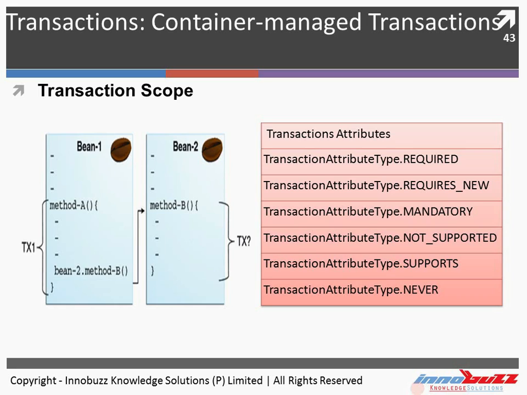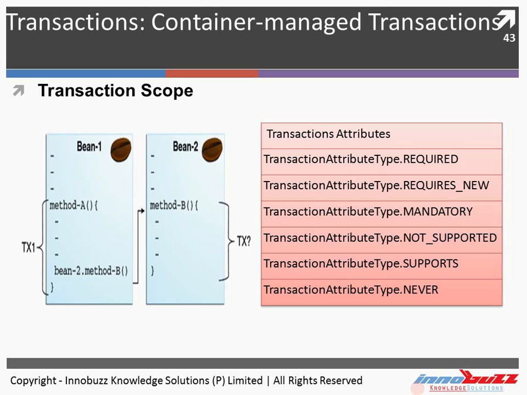If it is the Mandatory attribute, then it says that if a client is running within a transaction and invokes the enterprise bean's method, the method executes within the client transaction. If the client is not associated with a transaction, the container will throw a TransactionRequiredException, because it is mandatory for a client to be running with a transaction. So this attribute says it is mandatory.